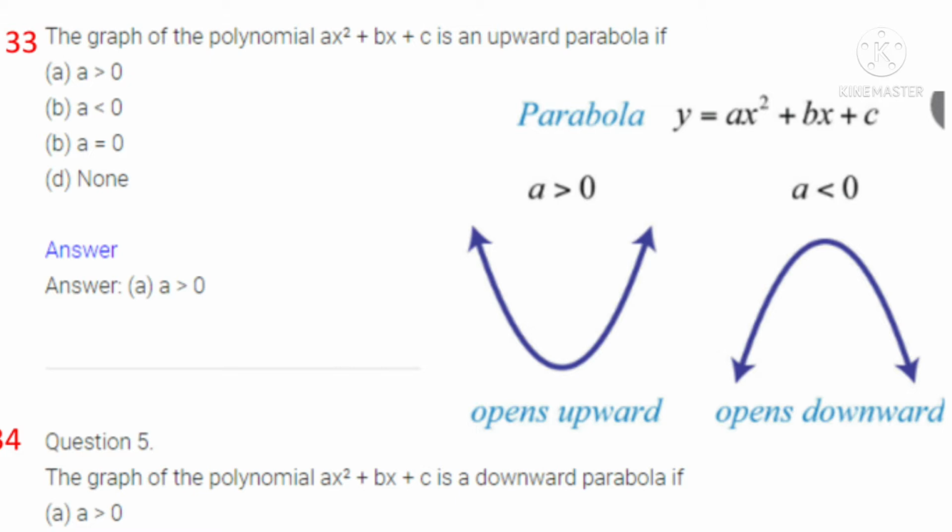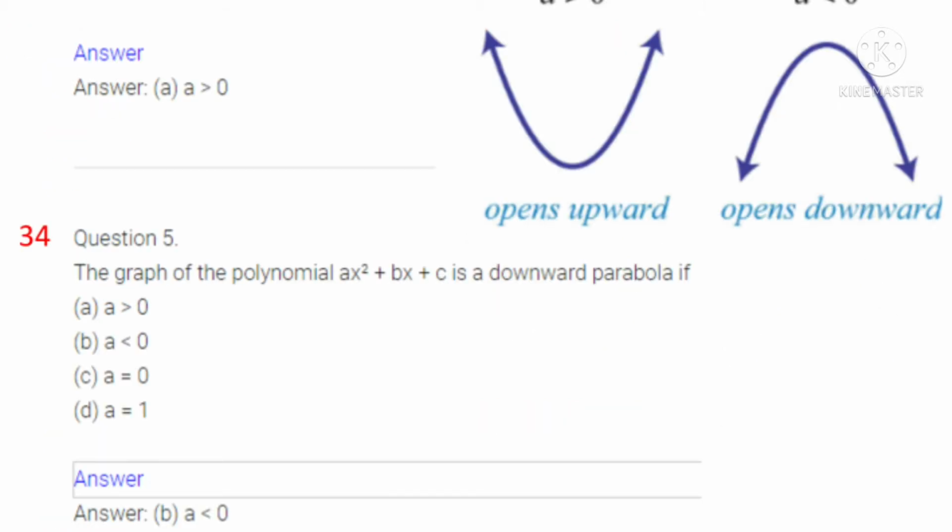Question number 33. The graph of the polynomial ax squared plus bx plus c is an upward parabola if conditions of a is given. So you can see it on the right side. If the parabola opens upward, then a will be always greater than 0. If the parabola opens downward, then a will be less than 0. Please remember these two things. The question number 34, it will be a downward parabola if a is less than 0.